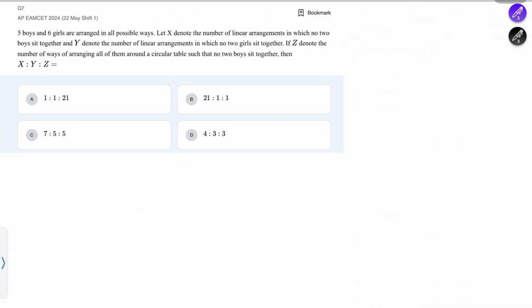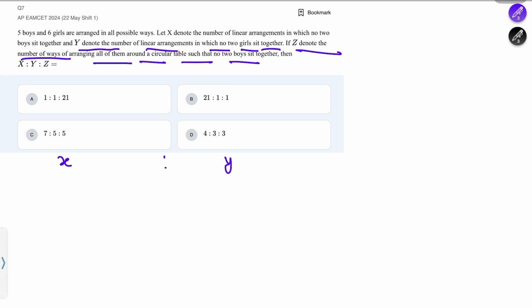Okay, 5 boys and 6 girls arranged in all the possible ways. Then X denotes the number of linear arrangements in which no two boys sit together. Y denotes the linear arrangements in which no two girls sit together, and Z denotes the arrangements around a circular table. Two boys sitting in order is a very easy question according to the first and second questions. Find the X ratio, Y ratio. So firstly find X, then Y, and then Z.